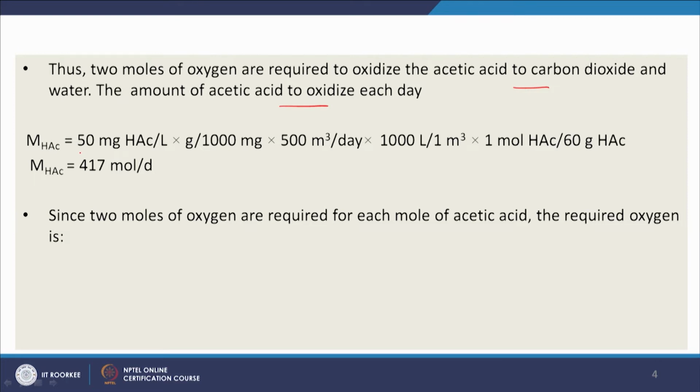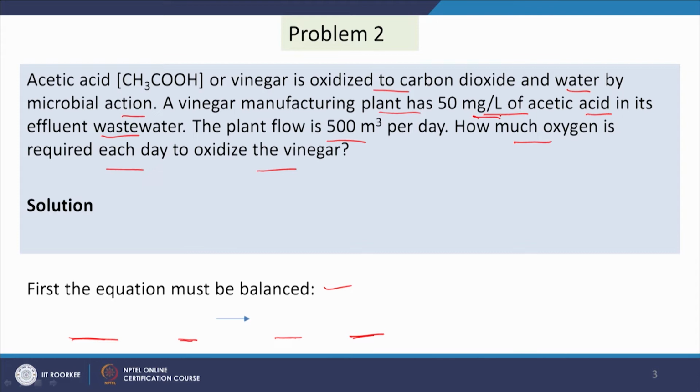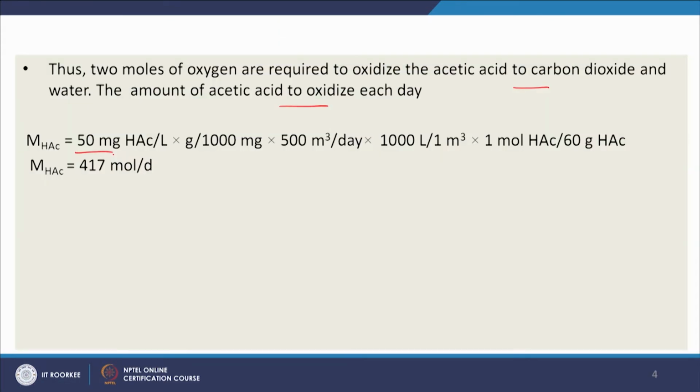Thus, the amount of acetic acid to oxidize each day: we have 50 mg per liter of acetic acid, and we convert it into gram by dividing by 1000. We have 500 meter cube per day effluent generation capacity, so we multiply by it, and since 1 meter cube is equal to 1000 liter, we multiply by 1000 again. Then 1 mole of acetic acid divided by 60 gram, because we are converting it into mole.